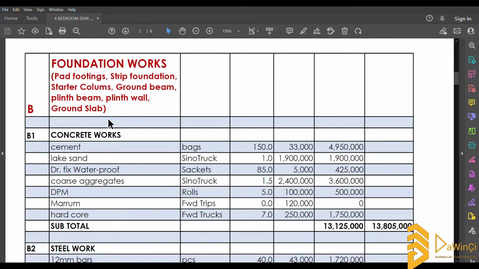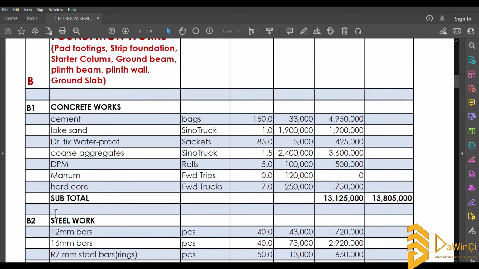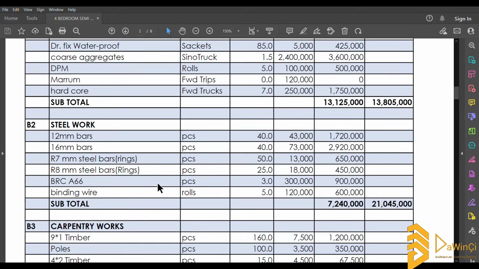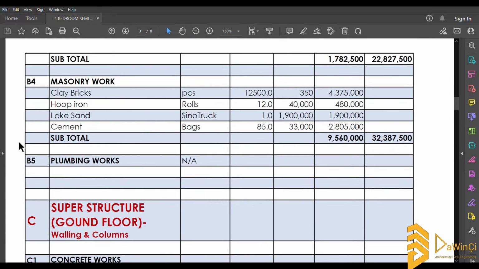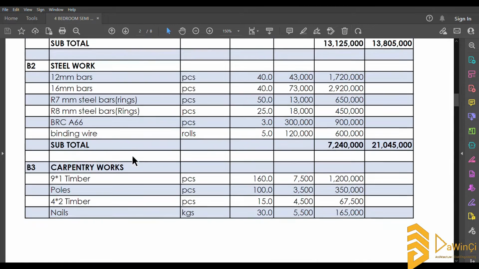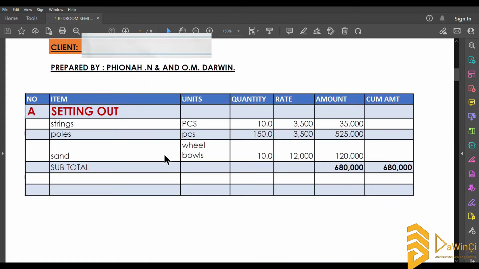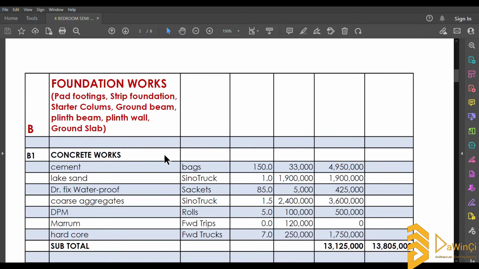Okay, we have divided them into phases. For example, you can see that here, while you're on the foundation, we have concrete works. Down here we have steel works, as you can see on the screen, and down here we have carpentry works, and then we have plumbing works. So that means by the time someone does the substructure of the building, you have all these things arranged in this format. In some way, all the materials that we have can be categorized into these different subcategories.